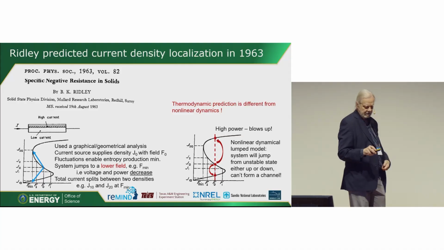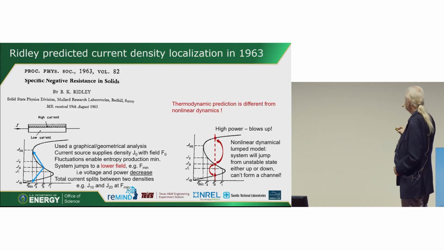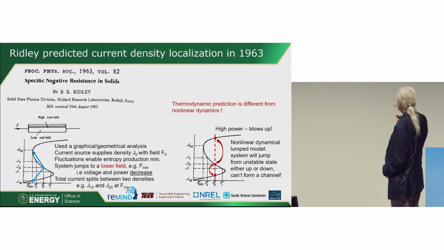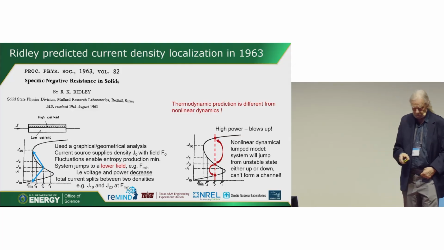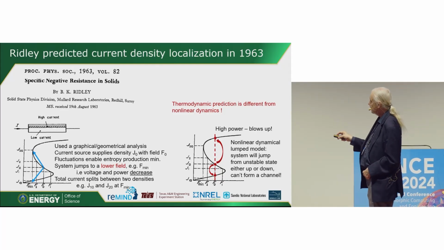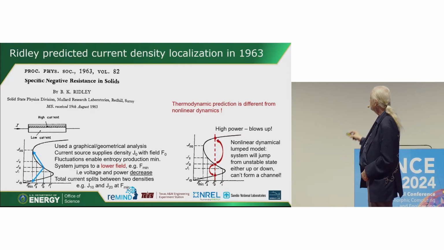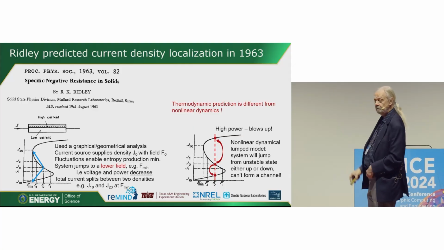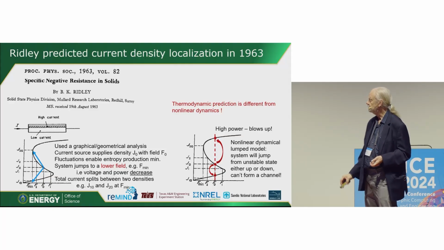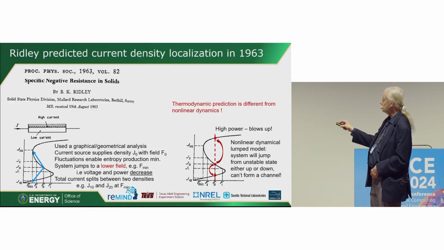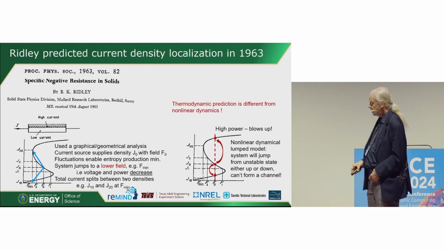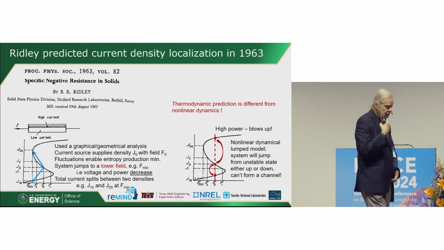Now, if we look at the same type of drawing and use the approach from nonlinear dynamics, instead of having a system jump from here down to these lower values of voltage, what you would have is the system is constrained at a particular voltage, and it can either jump up or it can jump down. And it can't do both at the same time. In this particular case, you get both at the same time. You get two different current densities flowing through the material. In this case, you either jump up or down, and it depends upon the initial conditions that you put into your system.